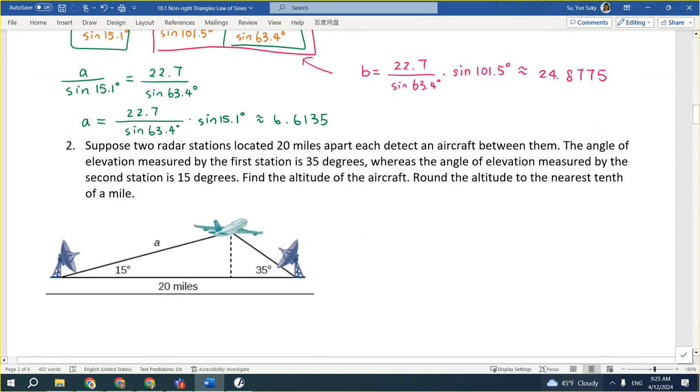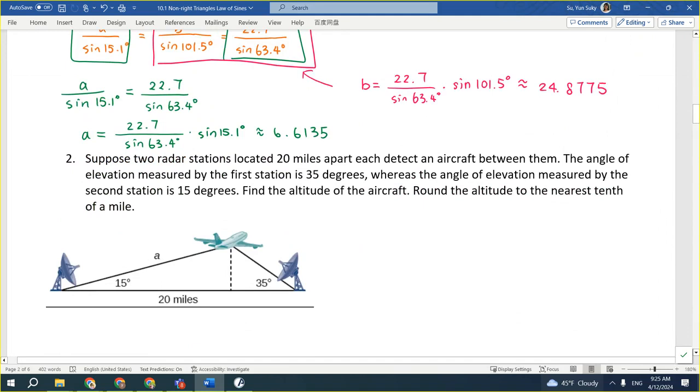No? Okay. Let's continue to look at number 2. Suppose 2 radar stations located 20 miles apart each detect an aircraft between them. The angle of elevation measured by the first station is 35 degrees, where the angle of elevation measured by the second station is 15 degrees. Find the altitude of the aircraft. Round the altitude to the nearest tenth of a mile.